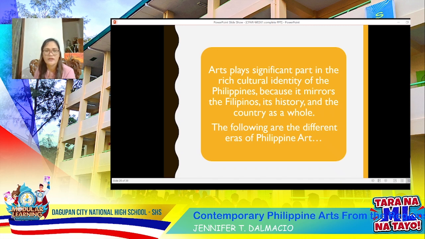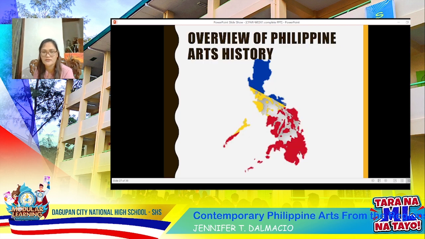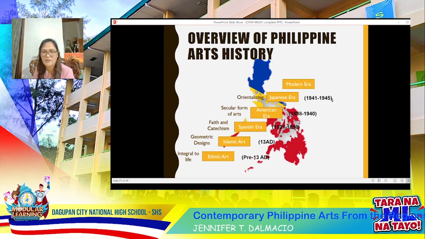Always remember that arts play a significant part in the rich cultural identity of the Philippines because it mirrors the Filipinos, its history, and the country as a whole. Now we proceed to the different eras of Philippine art. We'll start with the ethnic era until the present time, or the contemporary era.